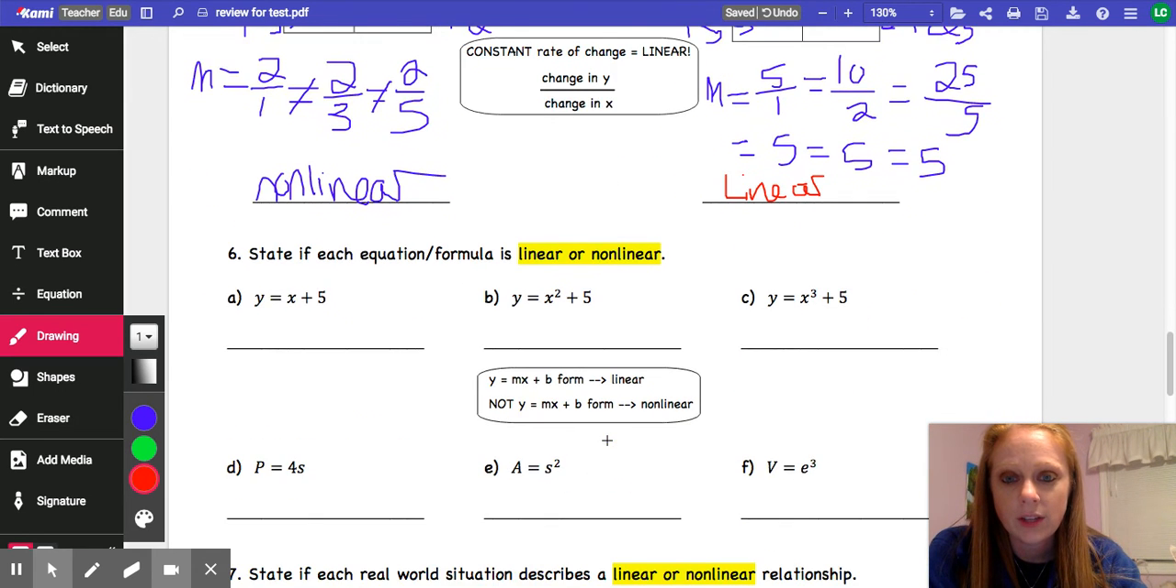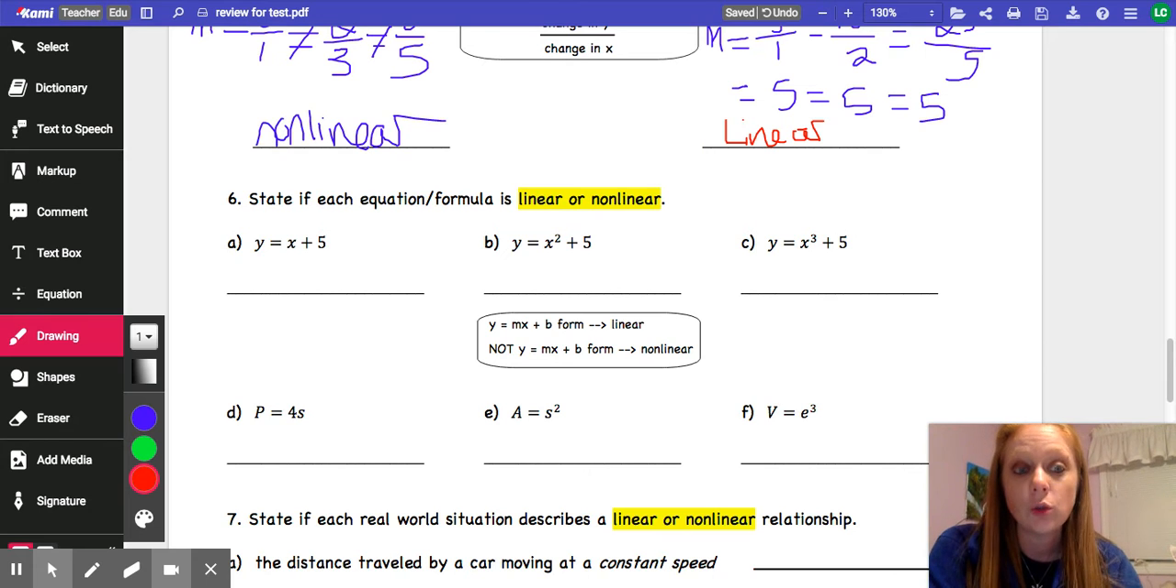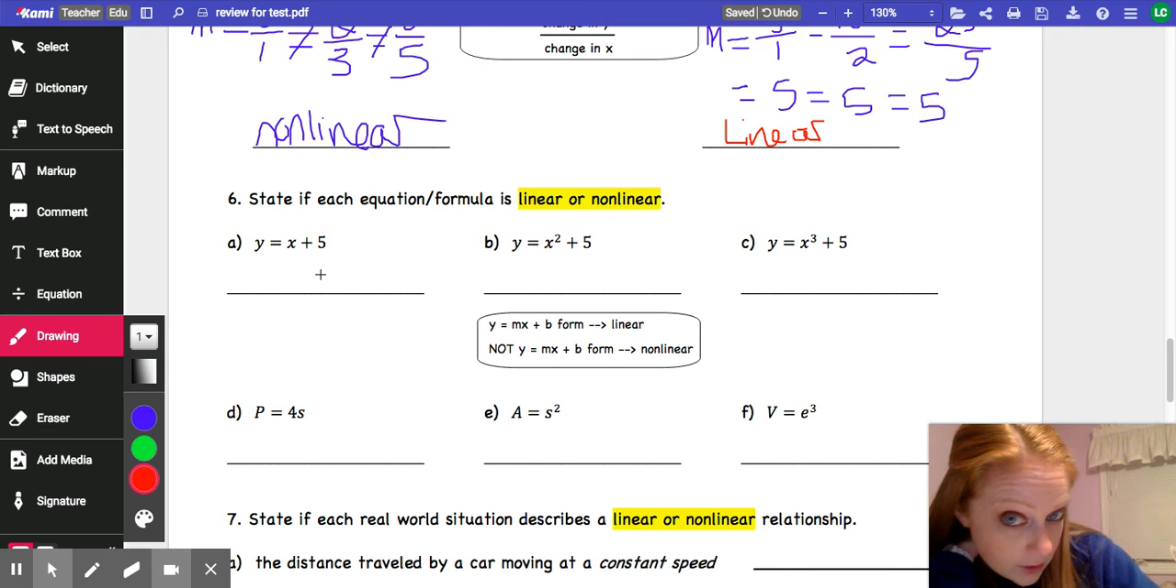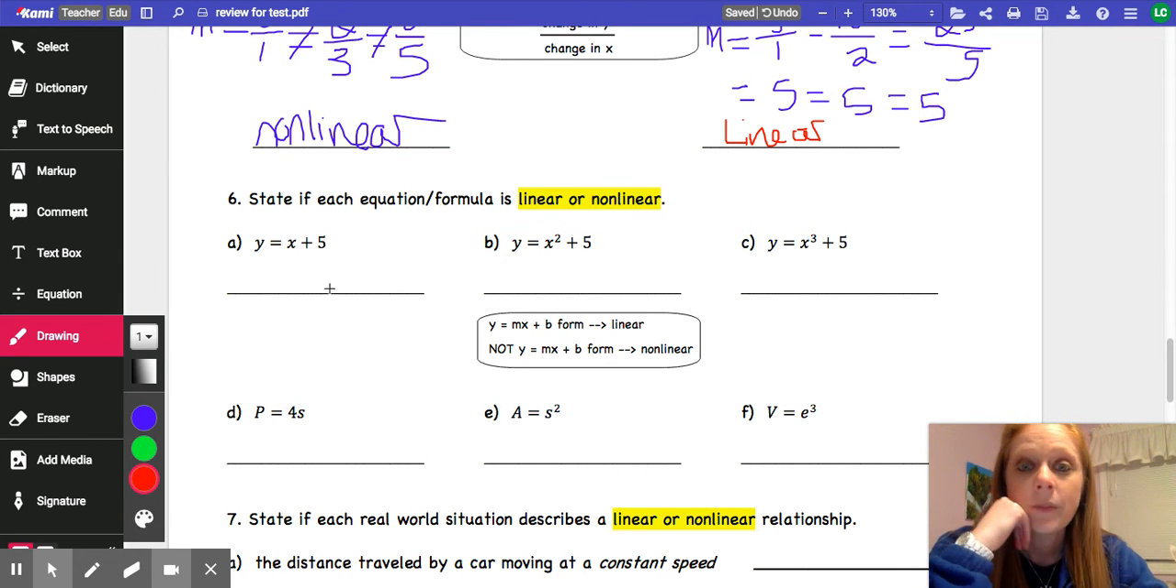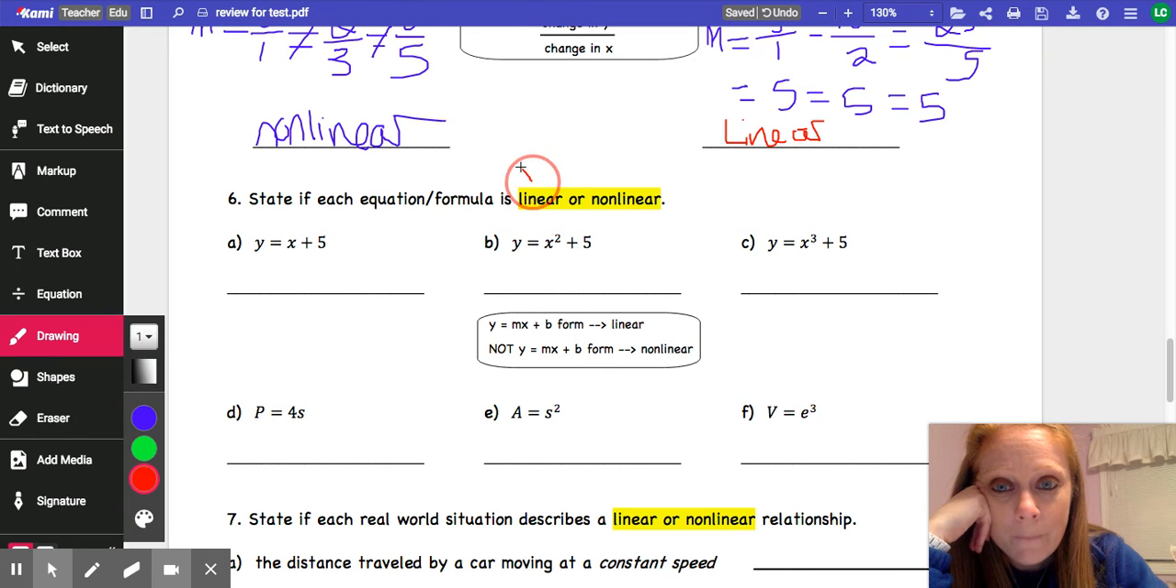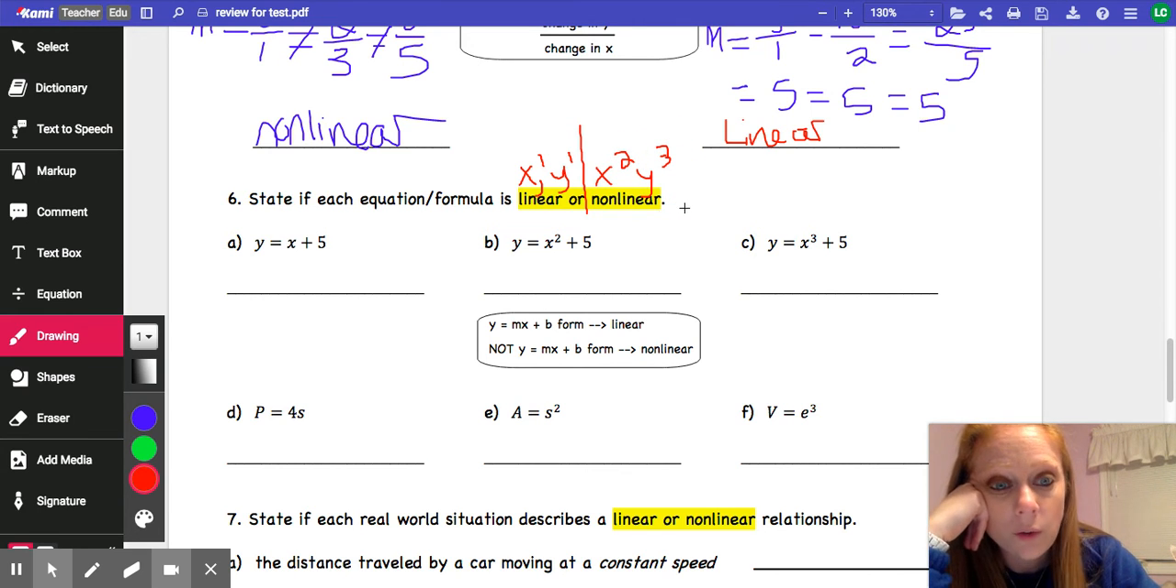Okay, let's look at the equations now. For the equations, you can use Desmos and graph them. You could go to desmos.com/calculator and graph that to see. But you should really know without a graphing calculator. The way that you know it is if it's linear, the x and the y are going to have exponents of 1 or 0. If it's nonlinear, you're going to have exponents with 2's or 3's or something other than 1 or 0. So this example has exponents of just 1, so this is linear.